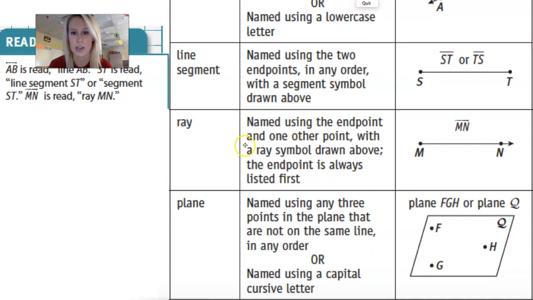Next, we have a ray. A ray is named using the endpoint and one other point. The ray symbol is drawn above, so you have a little line with one arrow in one direction, and the endpoint is always listed first. That's the most important thing right here. So there's only one way to name a ray, starting with its endpoint and then going out. So MN. NM is not a good way, but MN is correct.